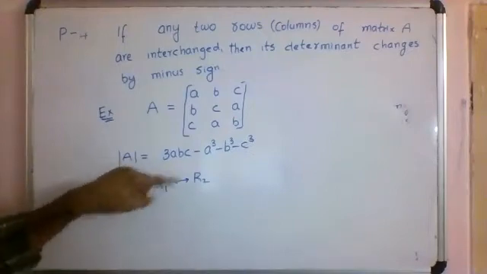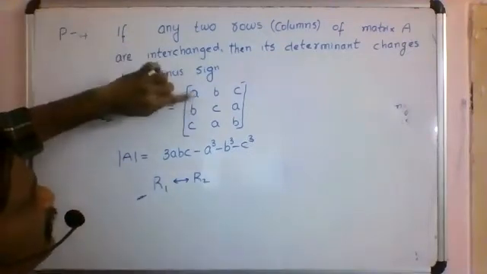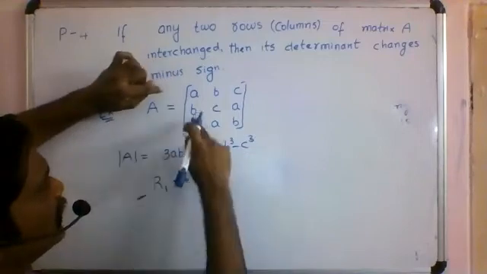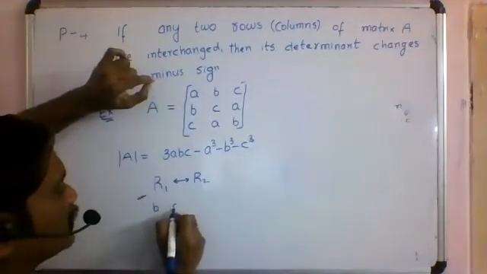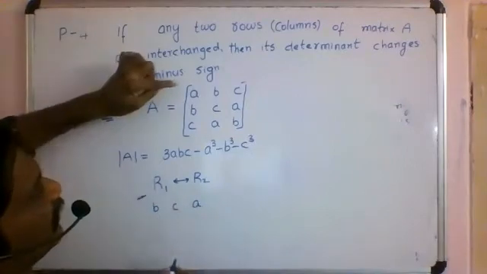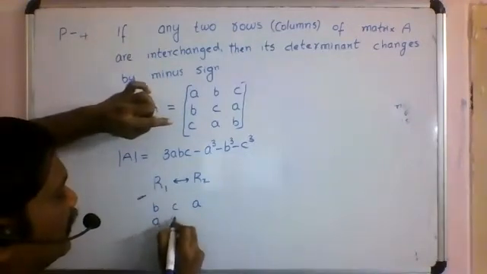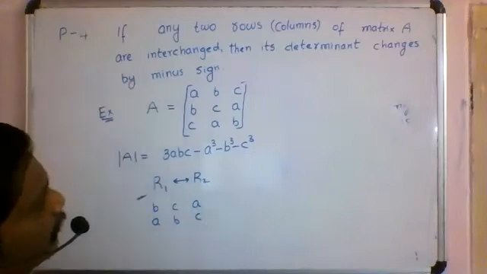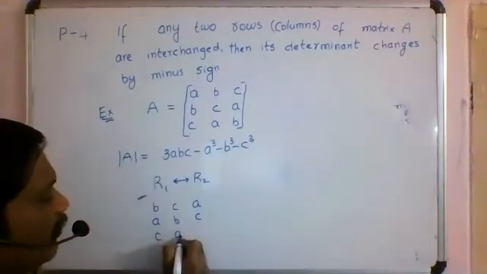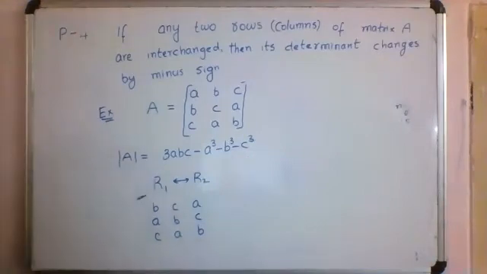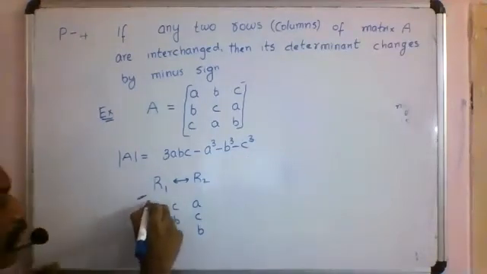That indicates interchanging R1 and R2. Now let us interchange first row with second row. Second row elements you have to keep in first row now. B, C, A. Now A, B, C will come here. A, B, C. And third row remains as it is. C, A, B. Right? Okay.